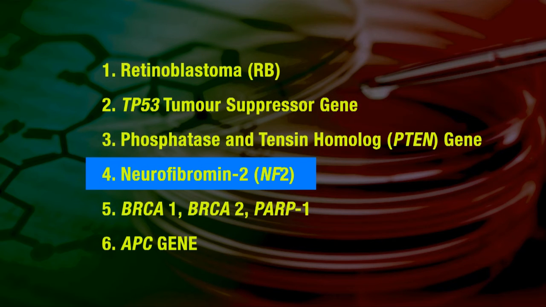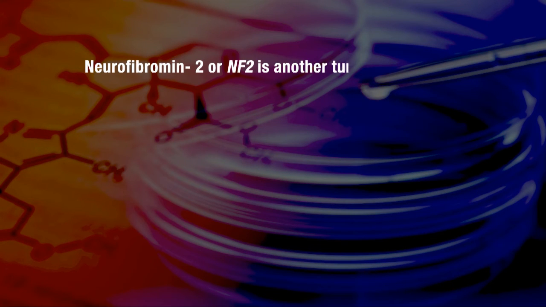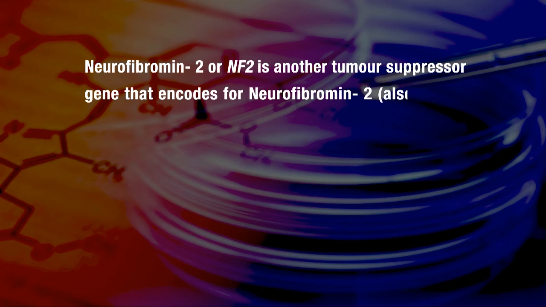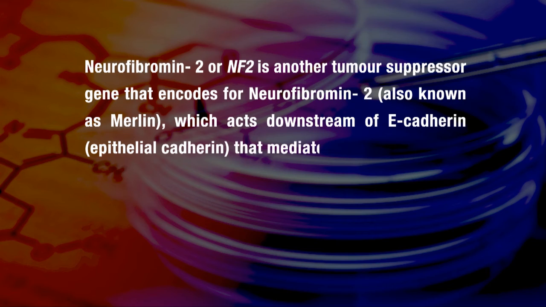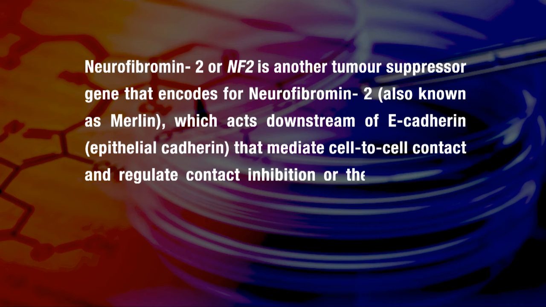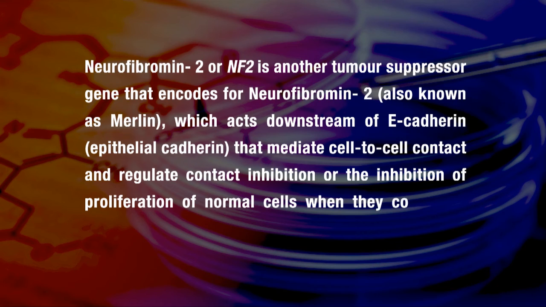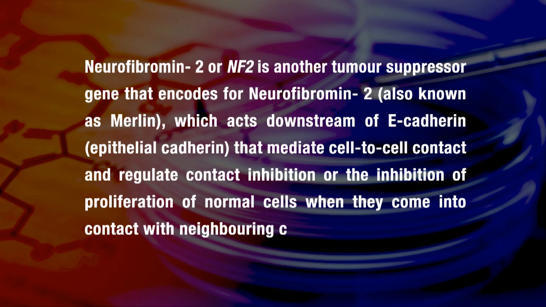The next is the neurofibromin 2 or NF2. Neurofibromin 2 or NF2 is another tumor suppressor gene that encodes for neurofibromin 2, also known as Merlin, which acts downstream of E-cadherin or epithelial cadherin that mediates cell-to-cell contact and regulates contact inhibition, or the inhibition of proliferation of normal cells when they come into contact with neighboring cells.